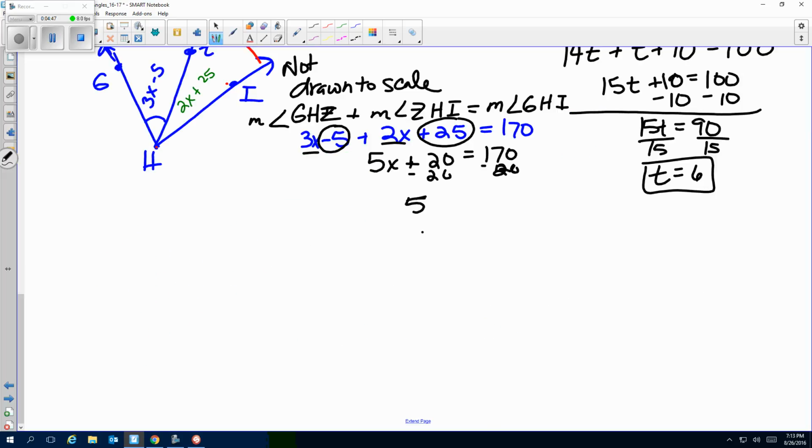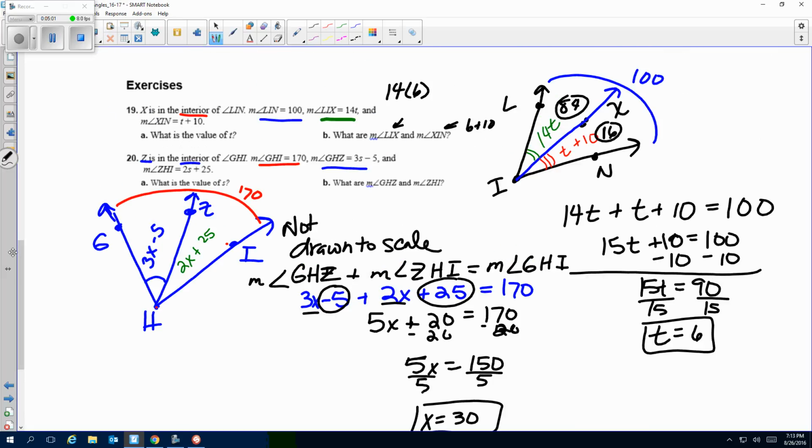5x equals 150. And then I know I'm dividing by 5, and so x is 30. And now I can find the remaining angles because they want us to do that, I believe, in part B. Yep, by plugging it in. You will be responsible for that, so I will be checking that you have completed that.